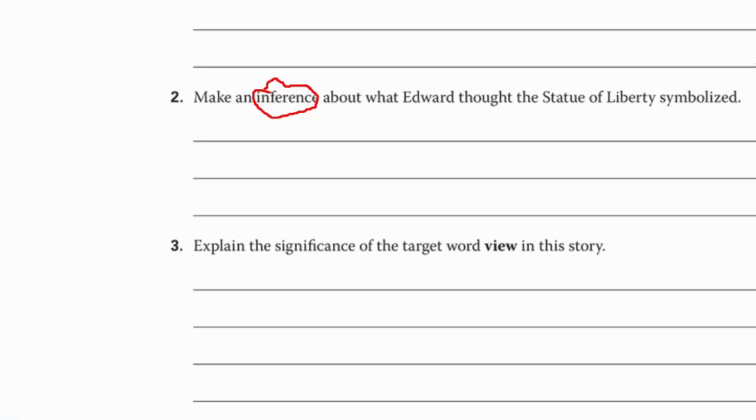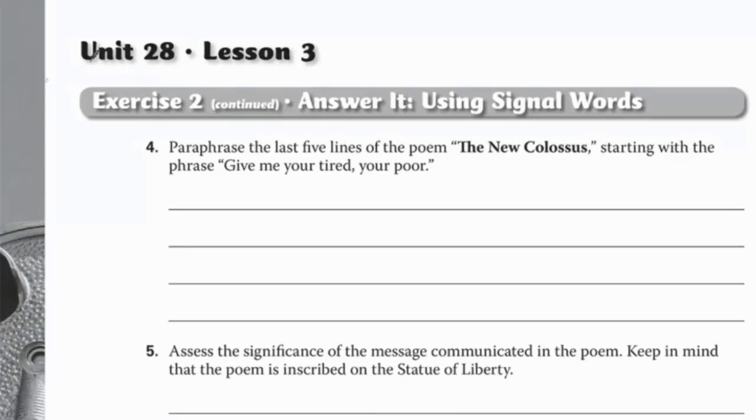Number 3, explain the significance of the target word view in this story. When you explain, you express understanding of an idea or a concept. So explain why the word view is important to this story. Just think about how the word view relates, maybe in several different ways. They were viewing from the deck of the boat. They could view the city. They could view the Statue of Liberty. Think about all of that when you're doing this.